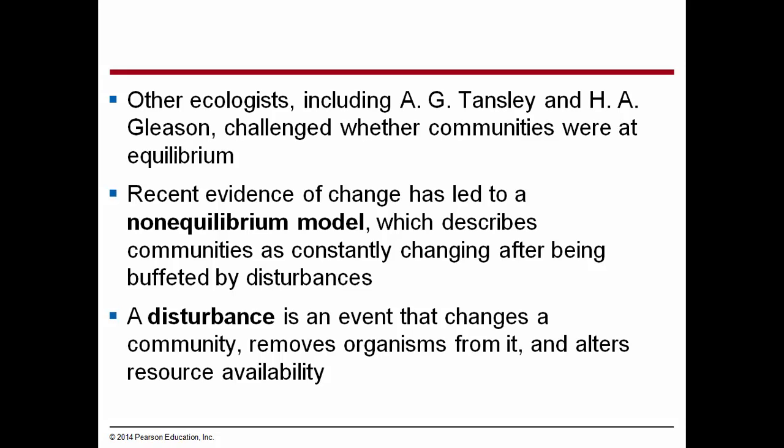Okay, so recent evidence of change has led to a non-equilibrium model, which describes communities as constantly changing after being buffeted by disturbances. A disturbance is an event that changes the community, removes organisms from it, or alters resource availability. So a disturbance could be a big forest fire or a massive hurricane, or any sort of high energy event that's causing a shift in the ecosystem.